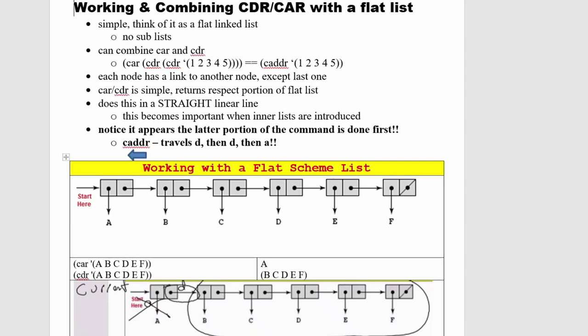Now we have to be careful. In some versions or flavors of Scheme, I'm limited in the number of characters between the C and the R. I believe it's 4 in the one that we use for GSI, but double check. As you know, each node is going to have a link to another node except for the very last one, like we have there in F. It does it in a straight linear line, just as you would think.